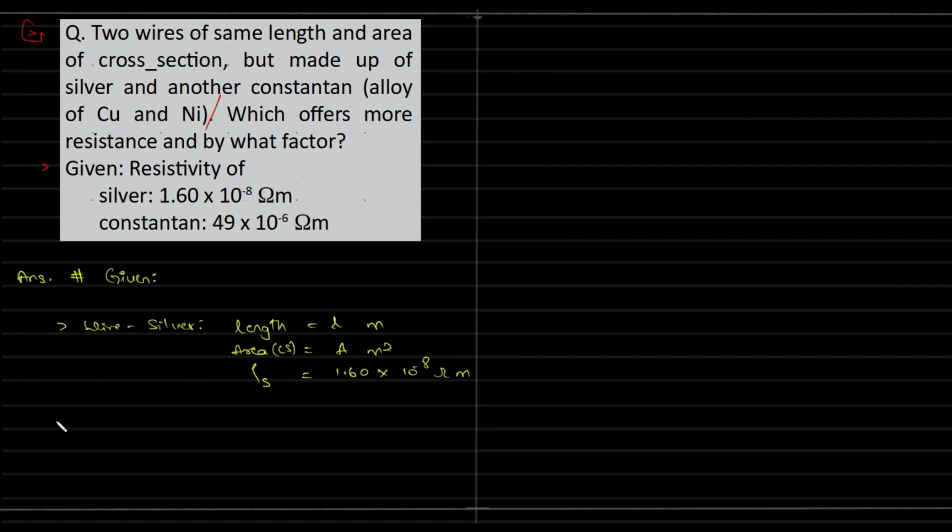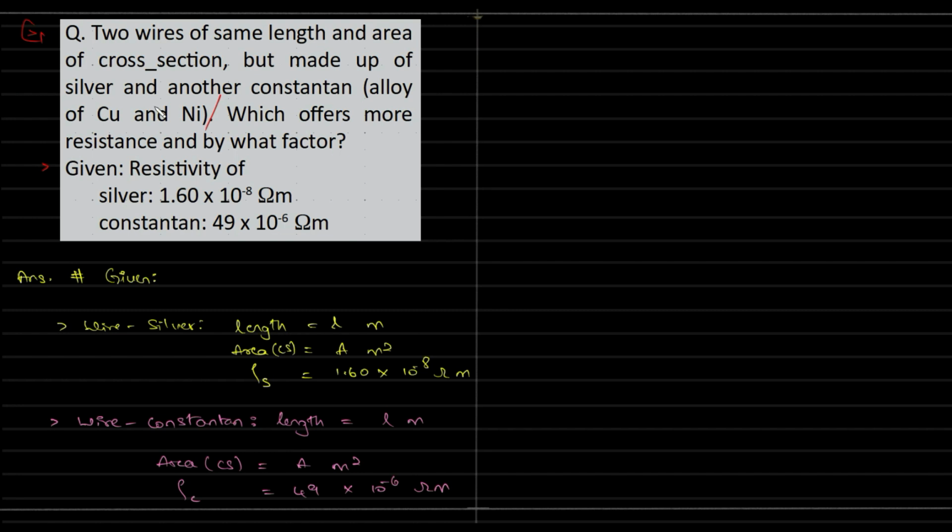And the second wire, see, the details are not given. What's the dimension? Constantan. So the length happens to be L meters again. Then area of cross section is A meter square, and resistivity of the constantan is 49 into 10 to the power of minus 6 ohm meter.